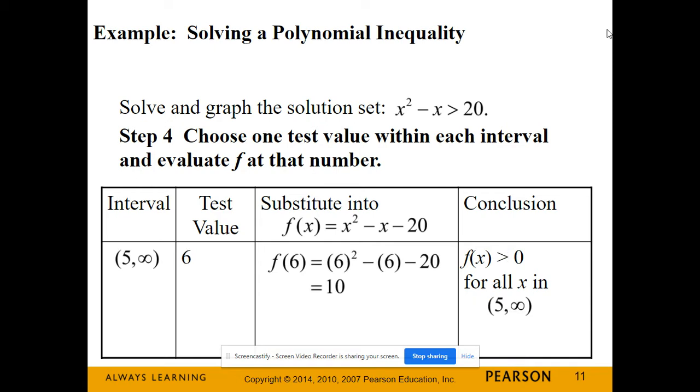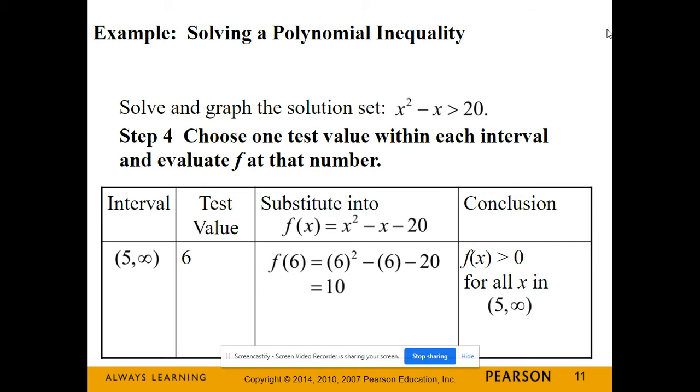And then for everything to the right of 5, we pick 6. Again, you can pick anything you want as long as it's more than 5. For the interval between negative 4 and 5, you can pick anything you want as long as it's between negative 4 and 5, and so on. So in this case, we pick 6. Substitute 6 in, and you get a positive. So that means it's assumed to be positive for all of that interval.